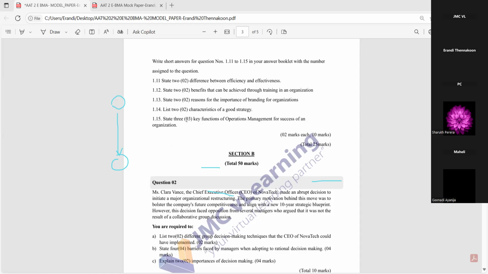This answer should be short, right? You have to answer as mentioned in the question. It might be state or it might be define. So you have to only write the definition. Define by yourself. It might say define efficiency in your own words. So you have to write a small definition on what is efficiency, right? Only that answer. You are not going to give examples, right?